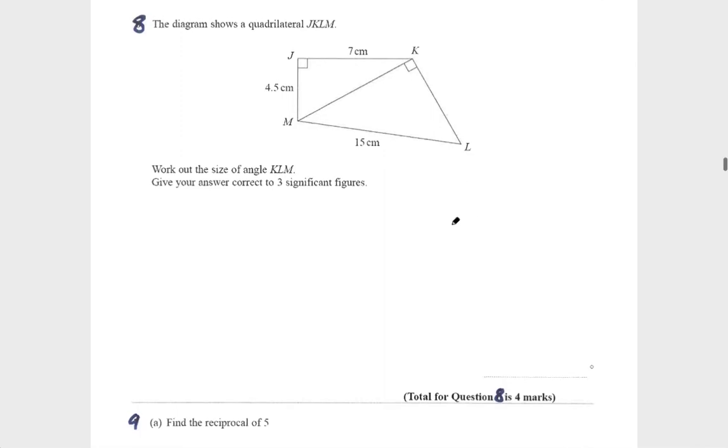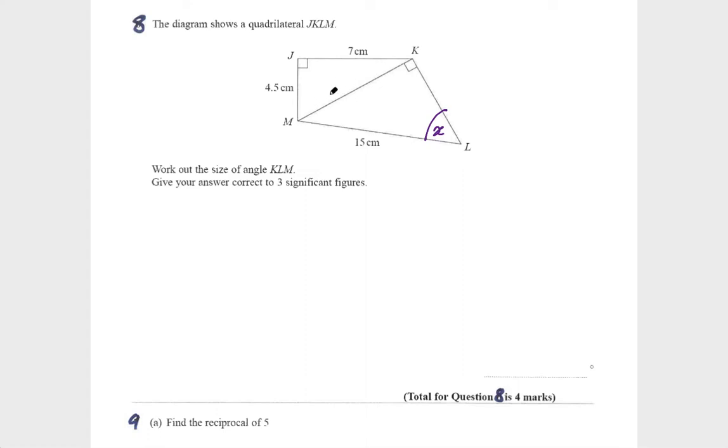Question 8. The diagram shows a quadrilateral JKLM. Work out the size of angle KLM. So I'm going to mark that in first of all. That's the thing I'm trying to find. I'm just going to mark it X. Give your answer correct to 3 significant figures. So in this triangle, I don't have enough information yet to be able to answer the question. I would need at least 2 sides of the triangle to be able to do that. It is a right-angled triangle, so I can use SOHCAHTOA once I've got enough sides.